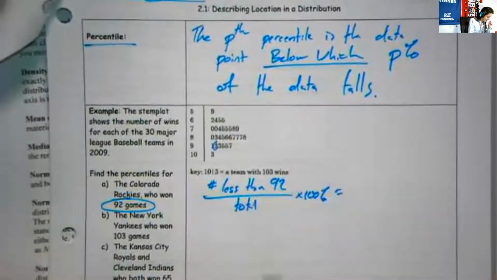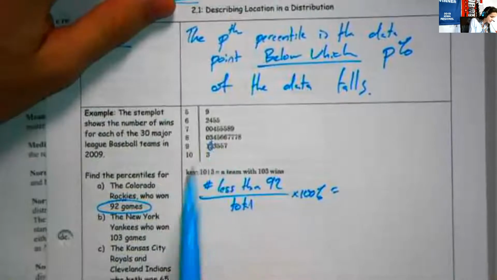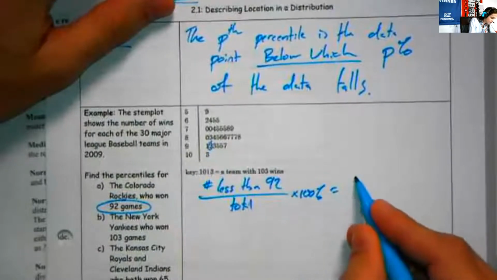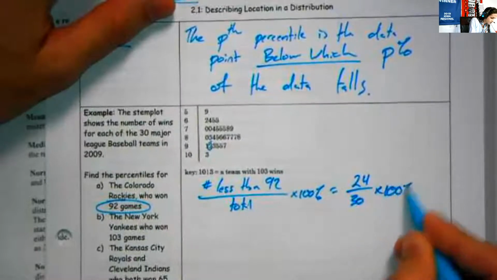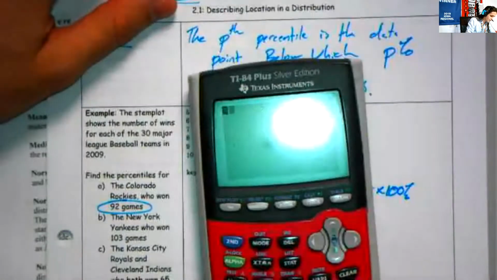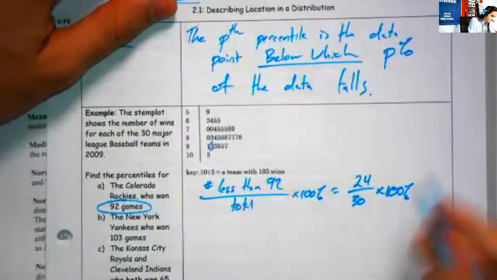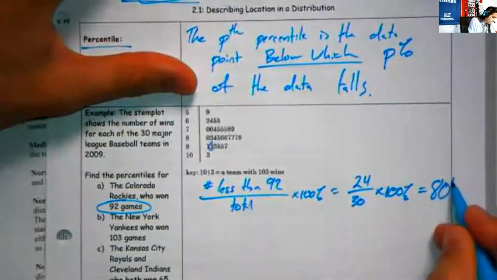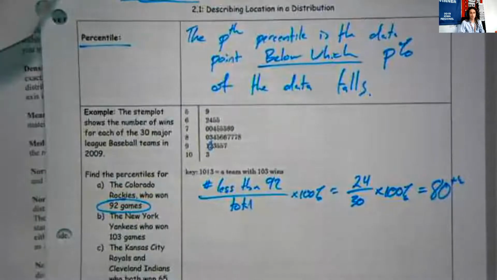How many are less than 92? Well, if there's 30, you can count how many are 92 or better. 1, 2, 3, 4, 5, 6. There must be then 24 that are less, out of 30, times 100%. We can use our calculator. 24 divided by 30 times 100, and we can say, okay, that's the 80th percentile. That is, the Colorado Rockies were better than 80% of teams.